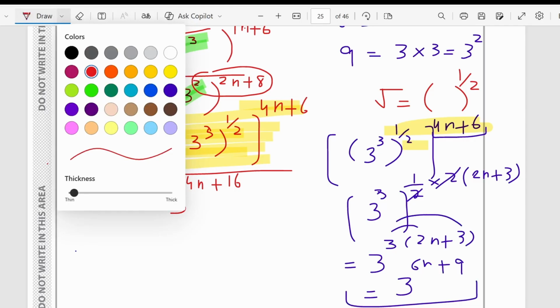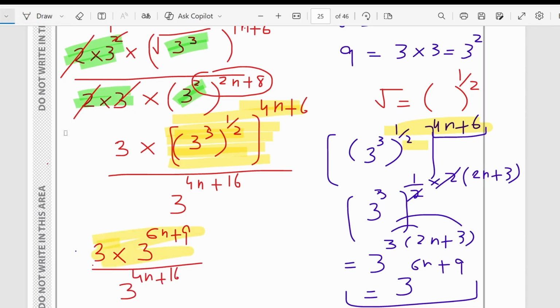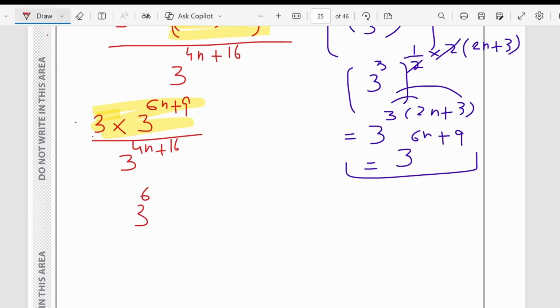I'm going to replace this. So that would be 3 times 3 raised to power 6n plus 9, divided by 3 raised to power 4n plus 16. As we know that the bases are the same, we can add the powers. So in the numerator we have 3, 6n plus 9, plus 1, because here the power is 1, 9 plus 1 would be 10, over 3 raised to power 4n plus 16.